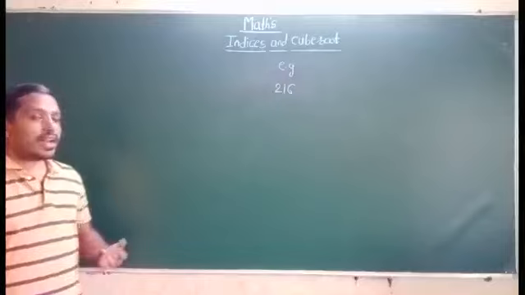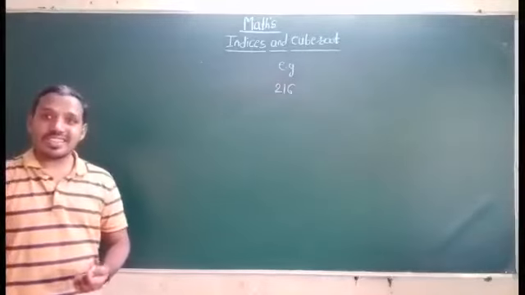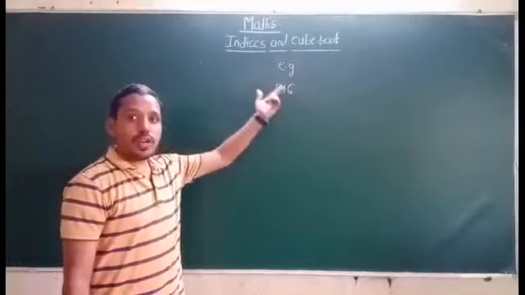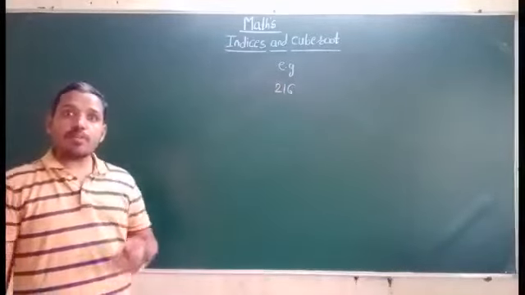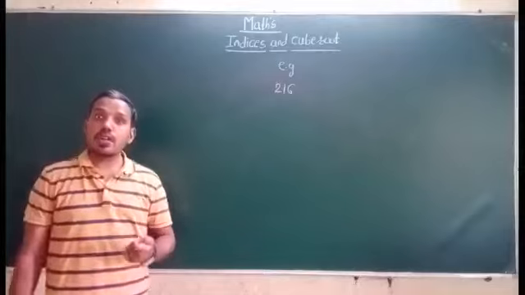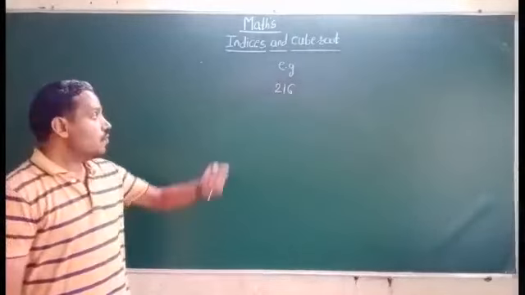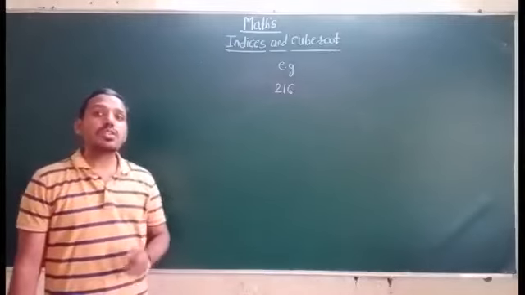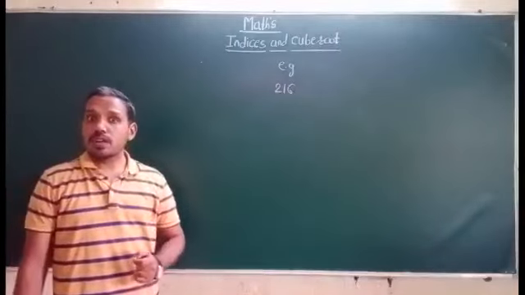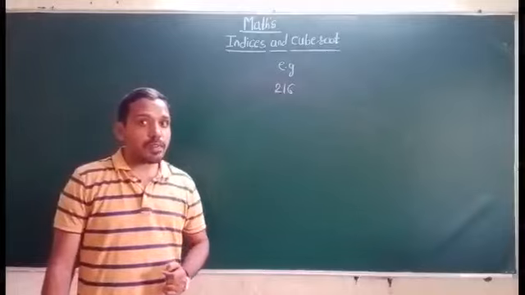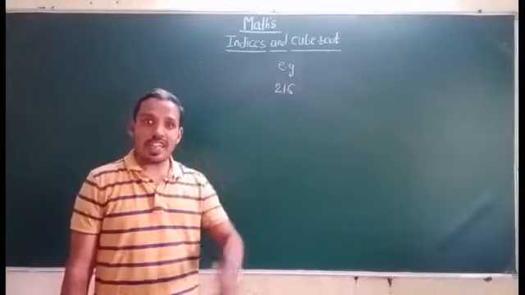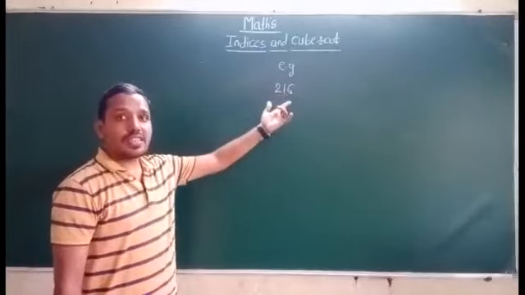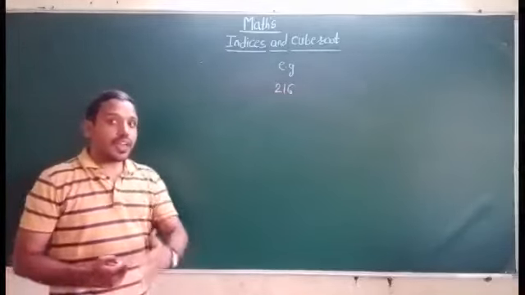So how can we find the cube root of 216? First of all, we find the prime factors of 216. How do we find them? We divide 216 first by the smallest prime number. Which is the smallest prime number? 2 is the smallest prime number, and that is why we divide 216 by 2.